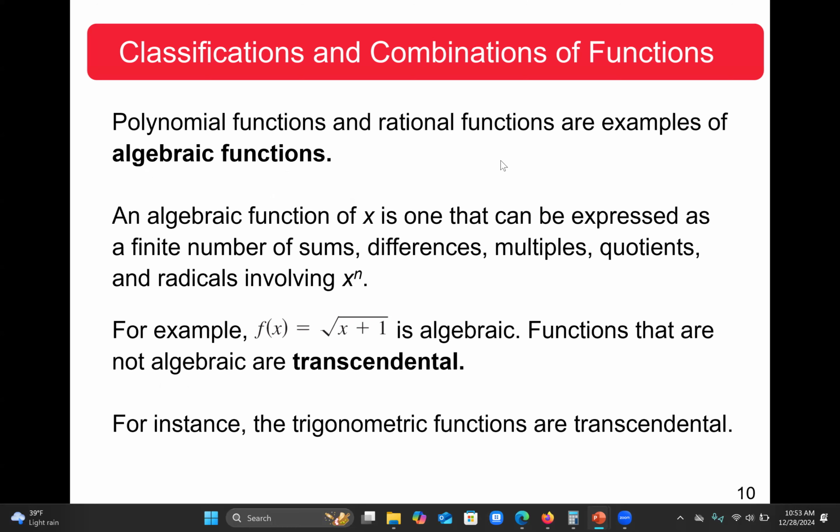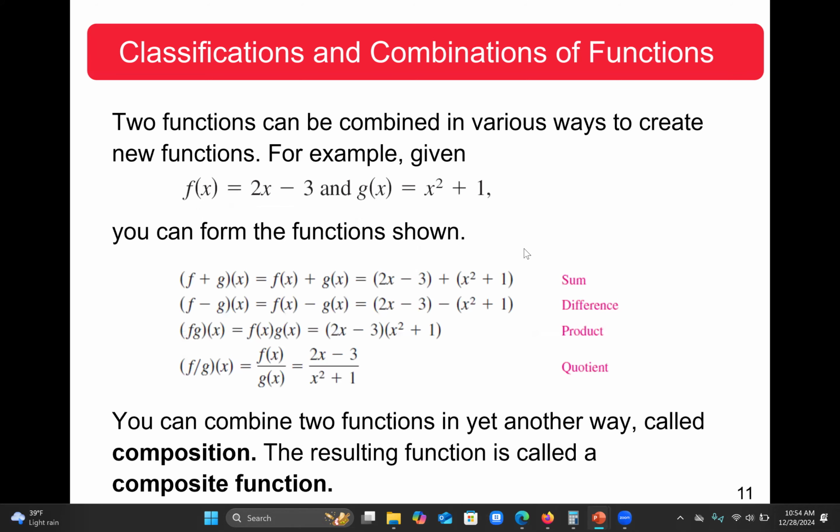So polynomial functions and rational functions are examples of algebraic functions. An algebraic function of x is one that can be expressed as a finite number of sums, differences, multiples, quotients, and also radicals involving x to the power n. So for example, f(x) = (x + 1) squared is an algebraic function. Also, functions that are not algebraic are transcendental. We will see an example of what a transcendental function is in a few lectures to come. Trigonometric functions are transcendental, which will be in our next lectures.